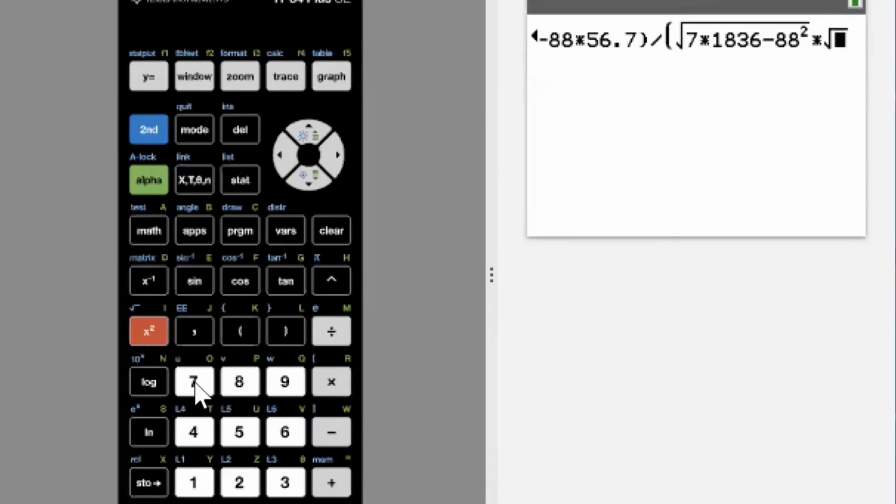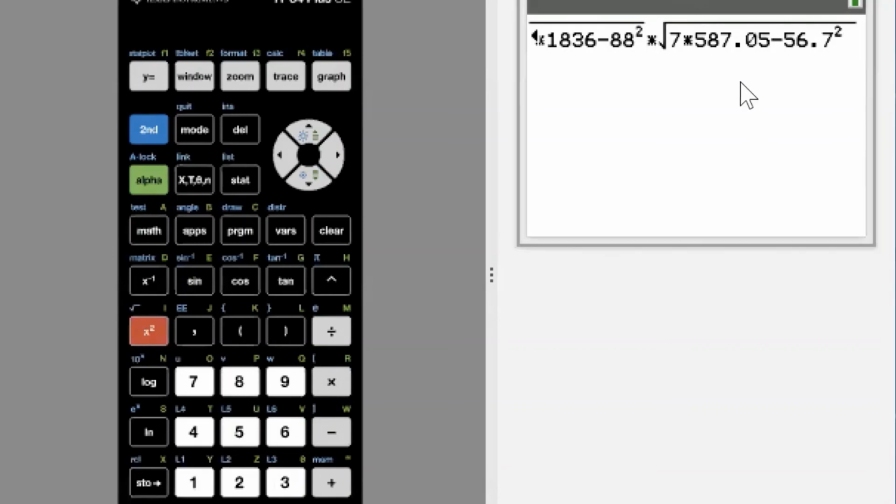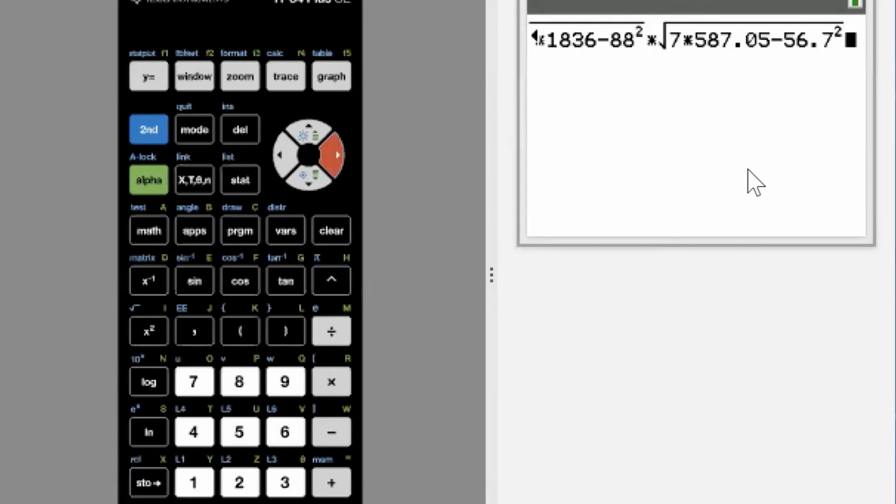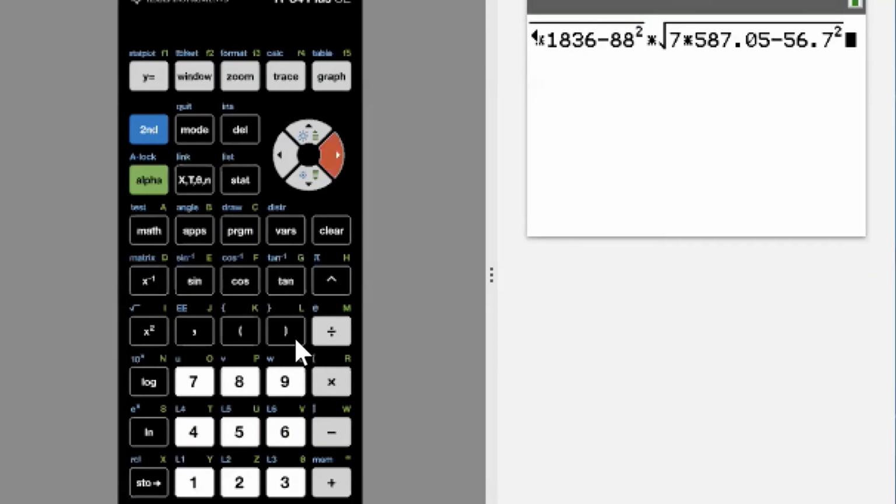You had 7 multiplied by 587.05. Then minus, you have 56.7 squared, 56.7, then square that. So you are still inside the second square root. So come out of the second square root. And after you come out of the square root, you are done with your denominator. So for that, you close the parenthesis and then hit enter.